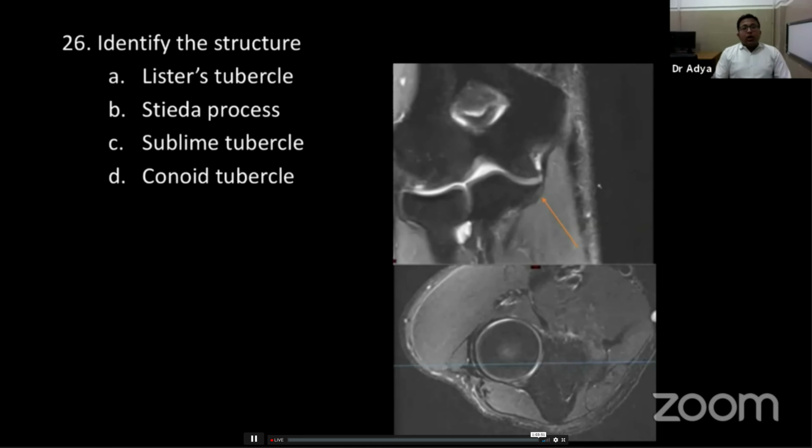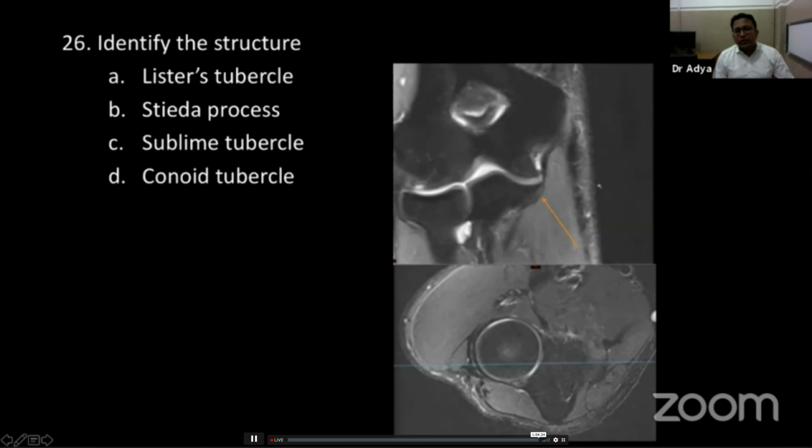Lister's tubercle. I'm afraid that is wrong because Lister's tubercle is seen in the distal part of the radius. Which bone are we looking at? This is the head of the radius. So this is ulna and this is the elbow joint. So we are anterior because here we can see a bit of the olecranon process. So this becomes the coronoid process. Now this is the medial part. So the medial most part of the coronoid process of ulna is known as sublime tubercle. So the answer is sublime tubercle.